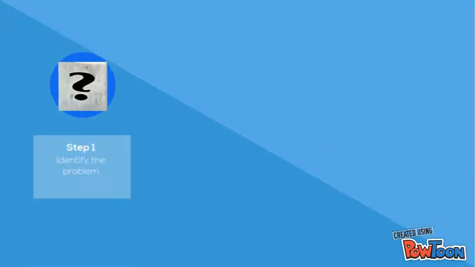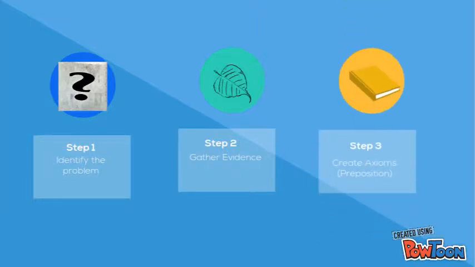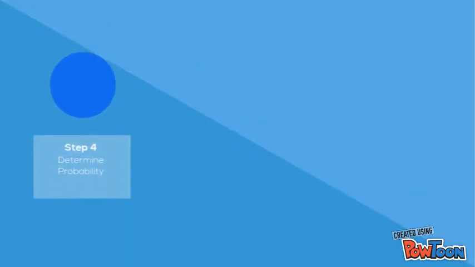Firstly, Elon Musk will ask a question about what the problem or issue is. Secondly, Elon Musk will gather as much evidence on it as possible. And then thirdly, based on the evidence, Elon Musk will create axioms and try to determine how close it is to the truth. Then he will determine with what probability these axioms will be correct and relevant.